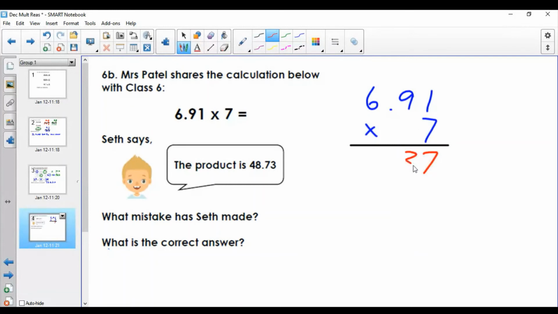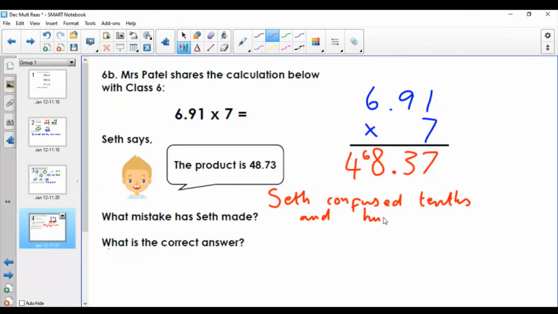7 times 9 is 63. Oh, but these aren't tens and units. Decimals. 7 times 6 is 42. Add the 6 is 48. So I got 48.37. He got 48.73. I know what he's done. What a dingbat. He has confused his tenths and hundredths.